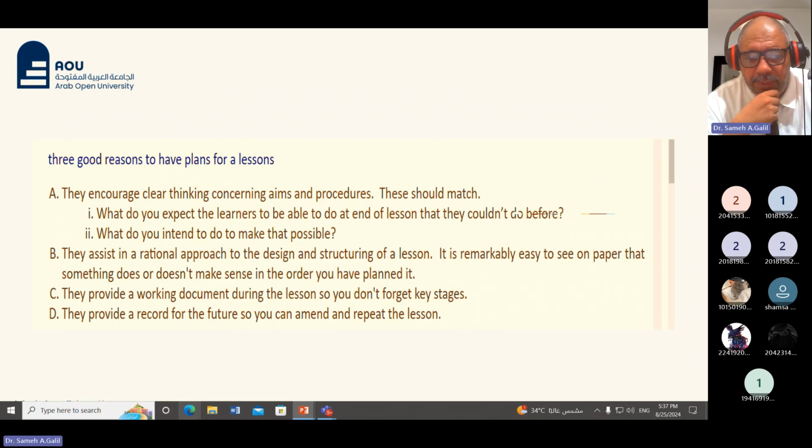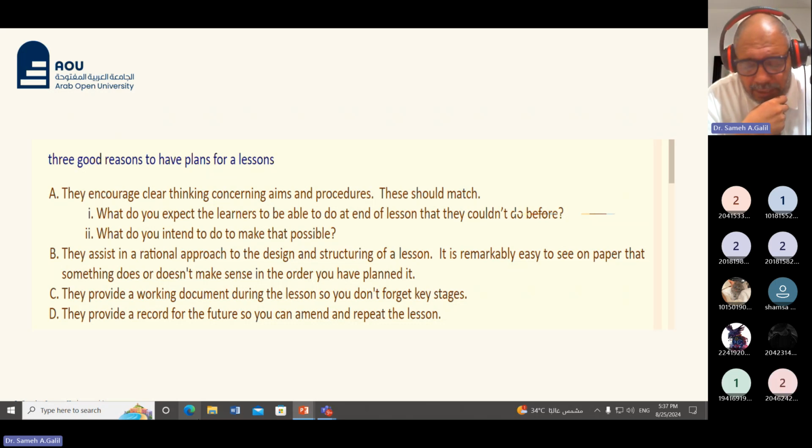3 good reasons to have plans for lessons or for a lesson. I think I need to drop either a or the s, right? Lessons doesn't work. So look at those reasons and see whether you agree with them or not. 3 reasons, 3 good reasons why we have plans in a lesson.